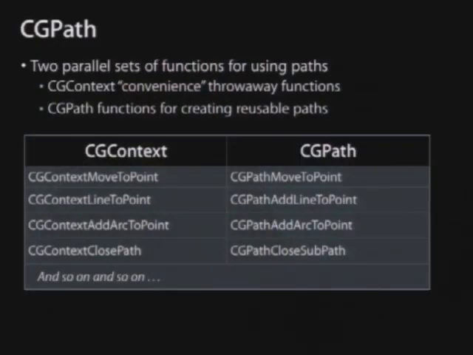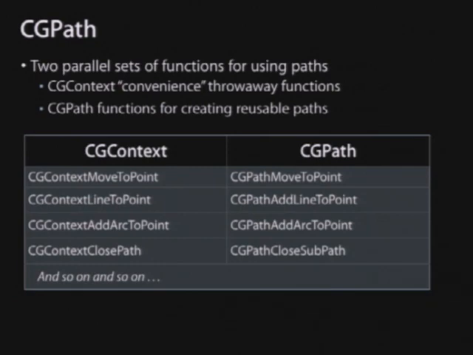So here are a few examples of functions that you can use. There are two different ways of doing this: CG context and CG path. The CG context calls do it on the spot. So as you're telling it CG context move to point, internally it's like there's a pencil that's actually moving to that point. And then when you say line to point, it draws that immediately.